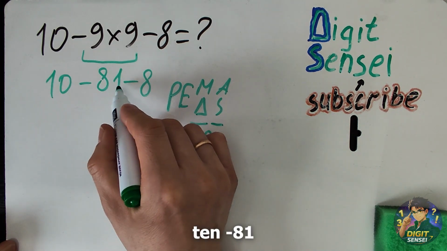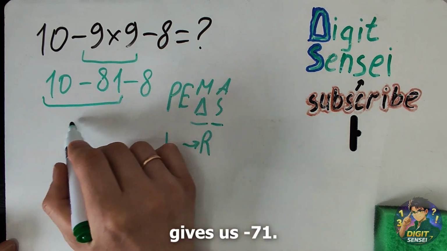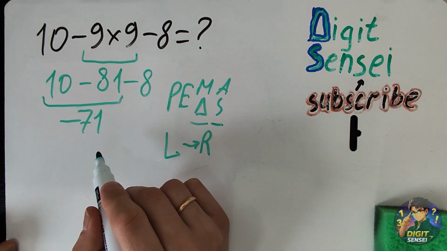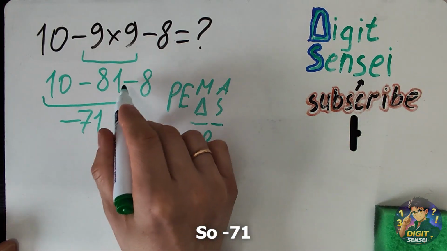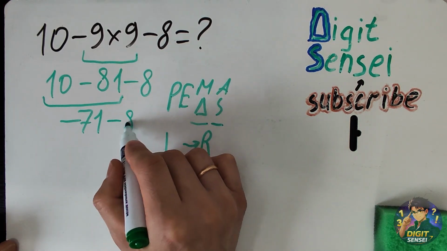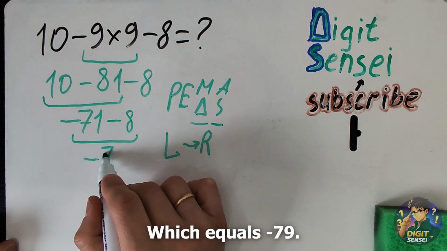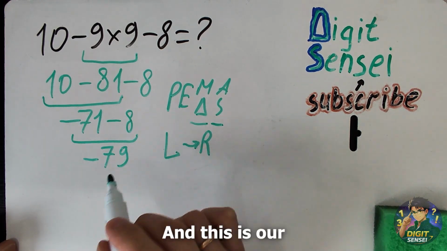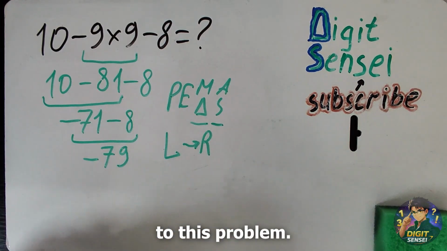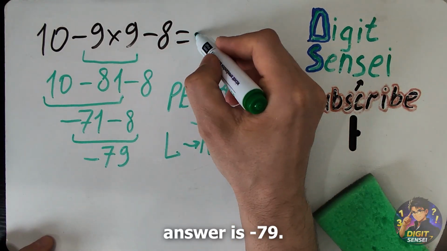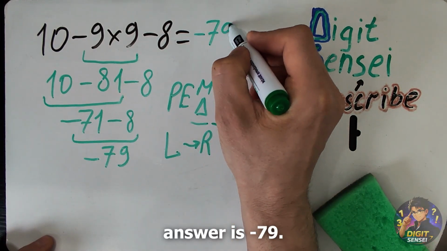10 minus 81 gives us negative 71. So negative 71 minus 8, which equals negative 79. And this is our final answer to this problem. The correct answer is negative 79.